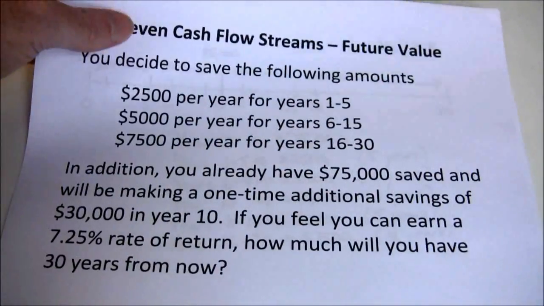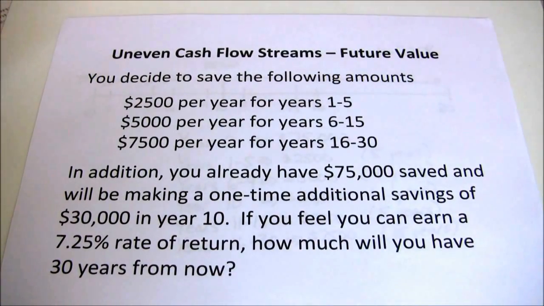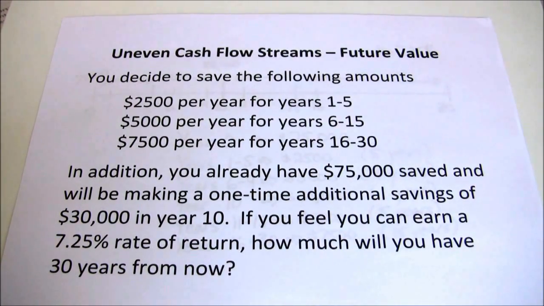Now another thing that we can do is figure out what our cash flow stream is going to be worth at some point in the future. So in this example, which I'm kind of using as like a retirement approximation, you're going to be saving money for the next 30 years, and you want to know how much you're going to have 30 years from now.